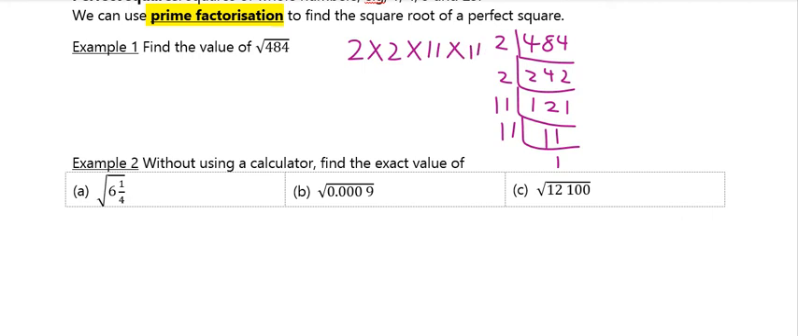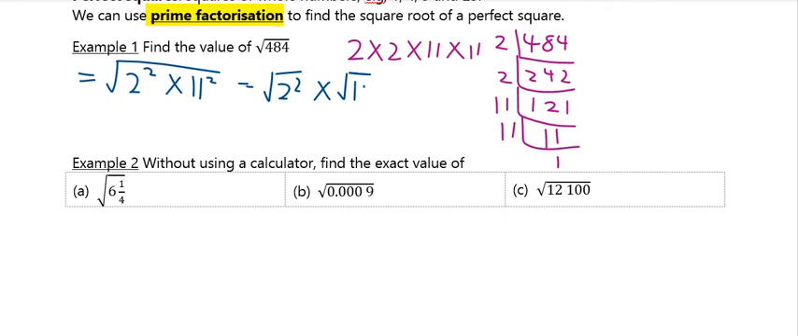You can also express this as the square root of 2 squared times 11 squared in index notation. You can separate them, and you will get the square root of 2 squared times the square root of 11 squared, which gives 2 times 11. So the answer for the square root of 484 is 22, right? Let's move on to the next one.